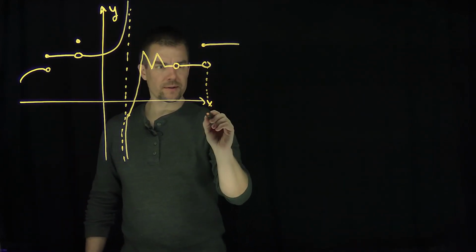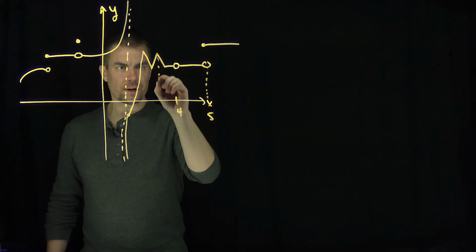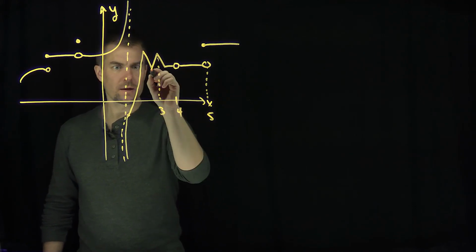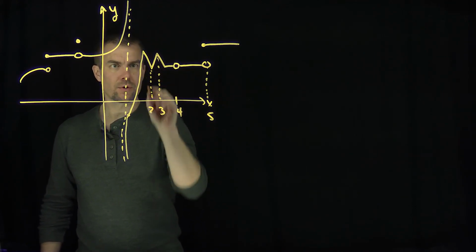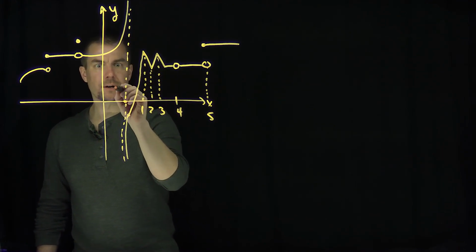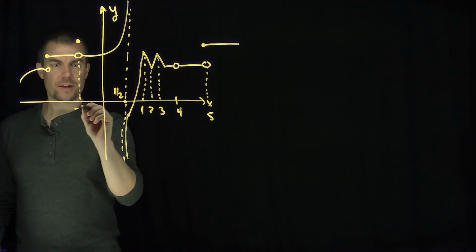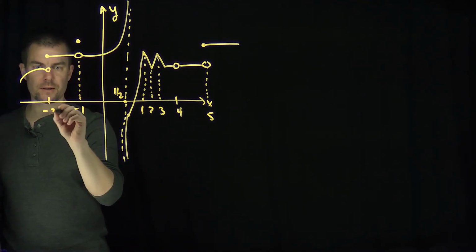So this point over here will correspond, let's say it's a 5. Let's say that this point over here is a 4. Let's say that this point over here is a 3. This point over here is a 2. This point over here is a 1. This value over here is a 1/2. This value over here, let's say, is -1. And let's say this is the value over here, -2.